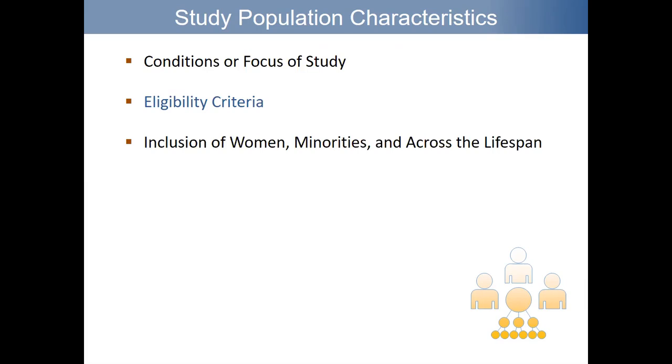After that, inclusion of women, minorities, and across the lifespan. Again, this used to be two separate documents, one called inclusion of women and minorities, and one called inclusion of children. Recently, NIH has updated inclusion of children to be called inclusion across the lifespan, meaning that if you are excluding any participants based on age, either in the pediatric age range or in the upper age range, say for participants over 65, there has to be a scientific justification. So they've renamed this inclusion across the lifespan and combined those two documents into one.